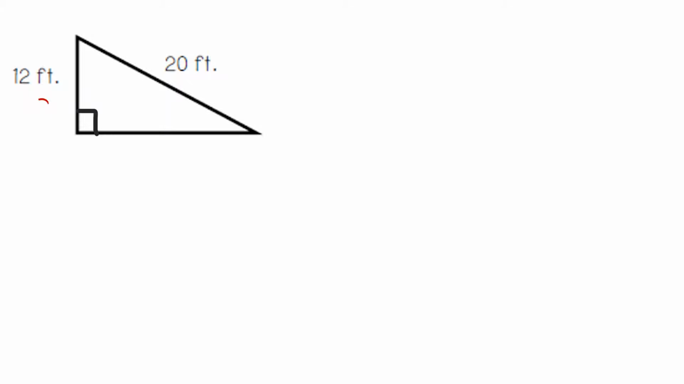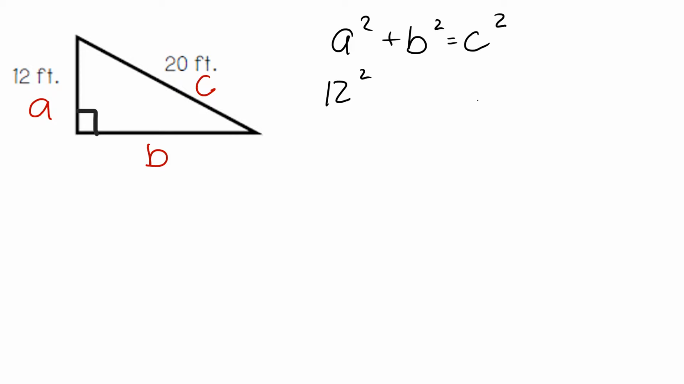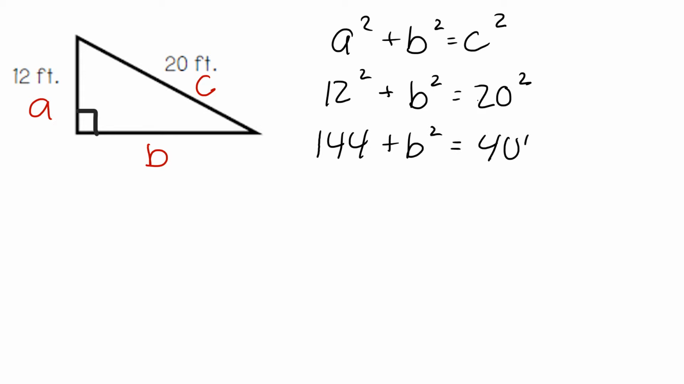For this problem, again, always label your sides first. A and B are the right-hand angle sides. C is the diagonal, the hypotenuse. We plug our information into the equation. A is 12, B is unknown, C is 20. 12 squared is 144, 20 squared is 400.